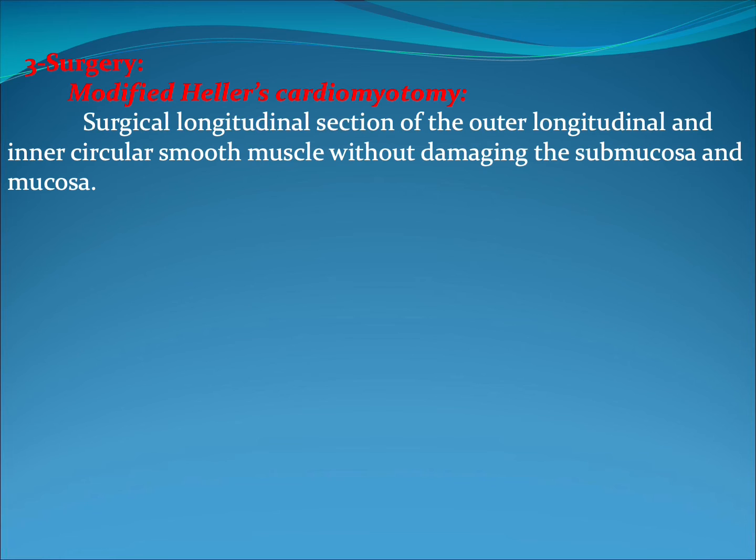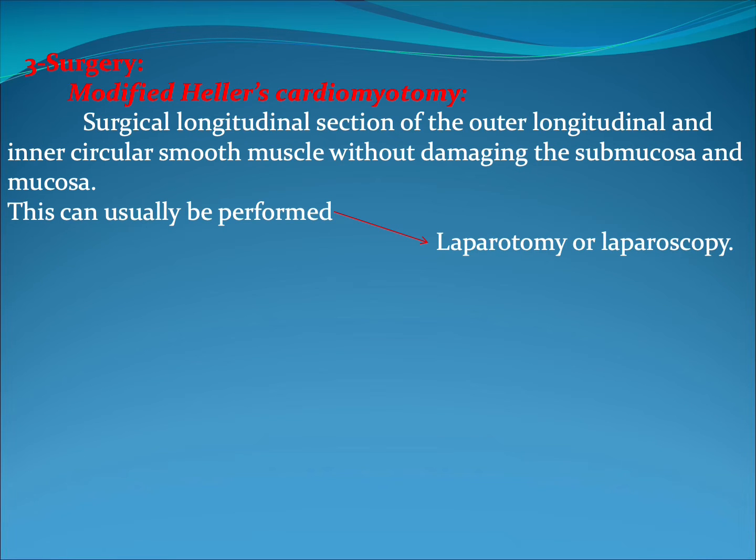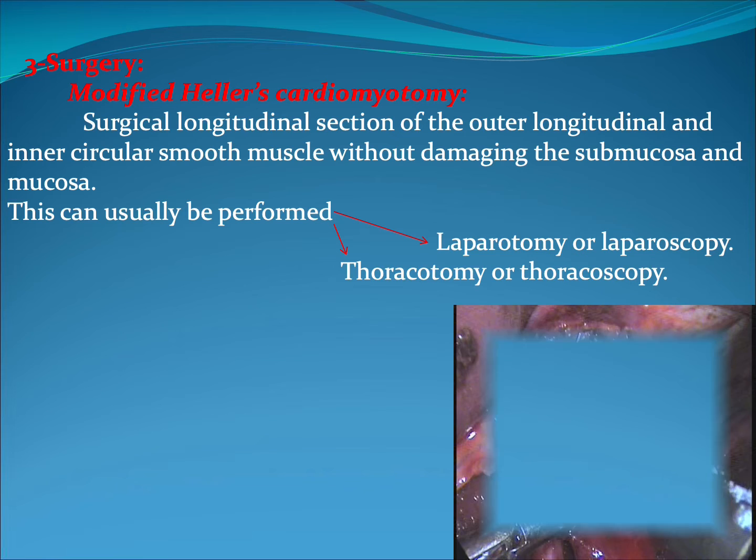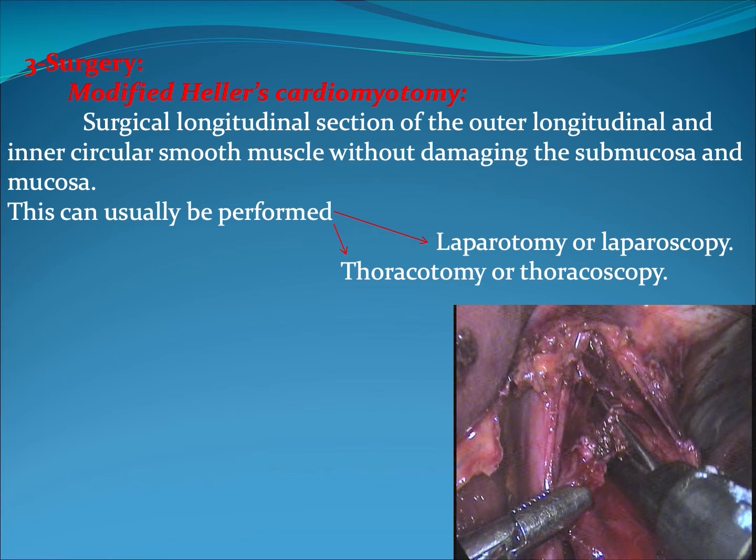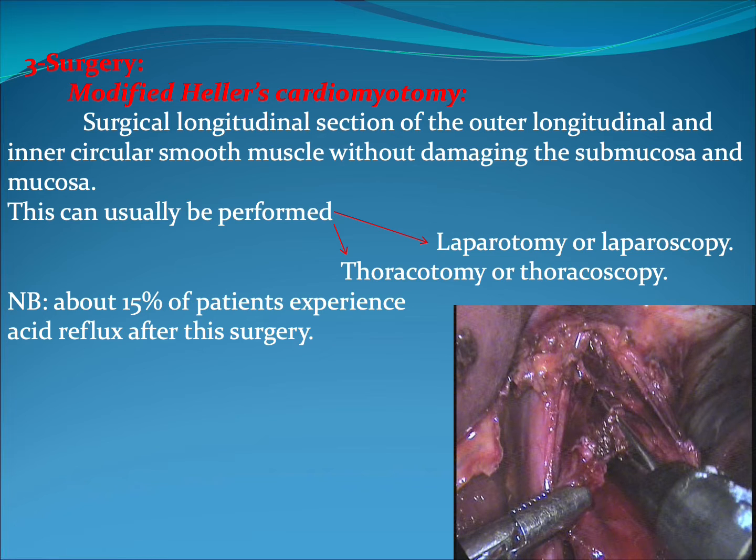The surgery is a modified Heller cardiomyotomy. So cardiomyotomy is a surgical longitudinal sectioning or incision along the outer longitudinal muscle and the inner circular muscle without damaging the submucosa and mucosa. So it can be done with laparoscopy or could also be done from thoracoscopy. And that is the myotomy incision. However, some patients might have acid reflux from overcorrection or from relaxation of the esophageal sphincter, with having the symptoms on the opposite side, like acid reflux.